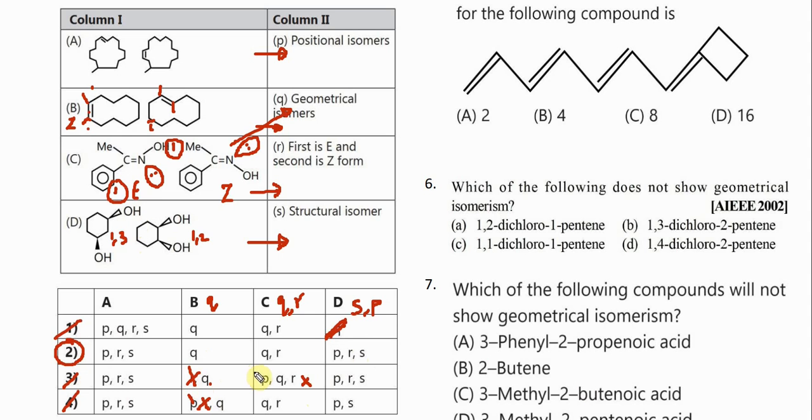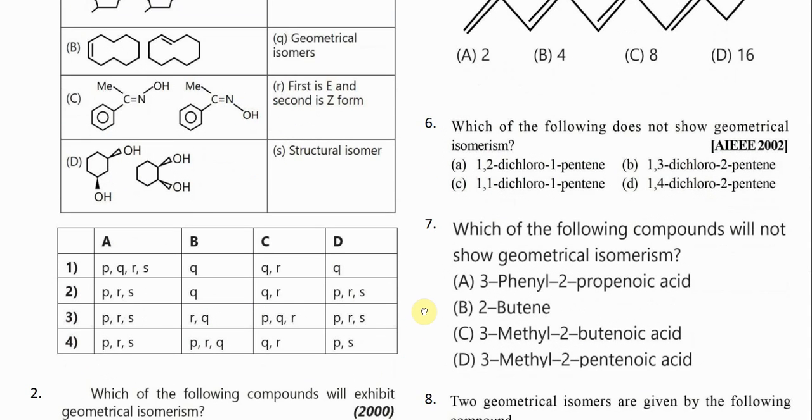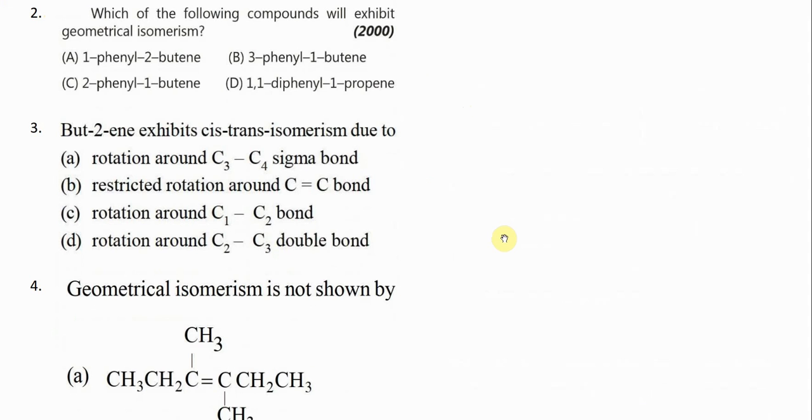So I've gone very slowly. This is tricky, but you need this to understand geometrical isomers in much more detail. Question number 2. Which of the following compounds will exhibit geometrical isomerism? They are asking in which one geometrical isomerism is present. Too simple. This is actually a previous year question.